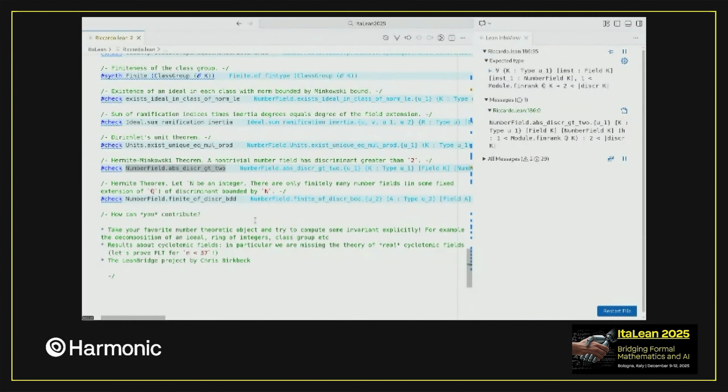Okay, so maybe your last question is how there is something that you can do in a reasonable amount of time. In my opinion, a very good way of learning the library is just to take your favorite number theory object, for example, your favorite number field, and try to compute explicitly some invariant.